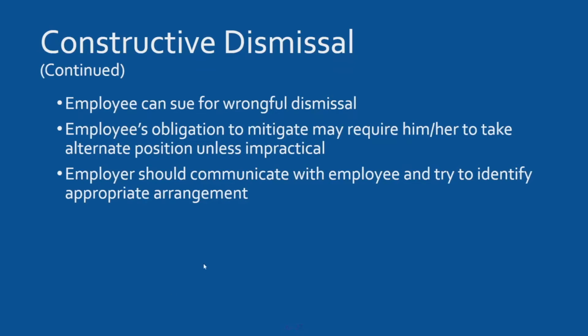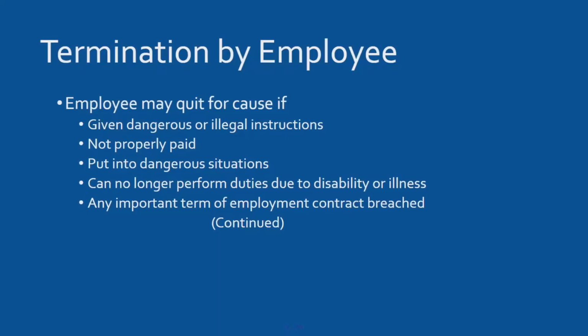The employee's obligation is to mitigate the loss, as we've already talked about. And the employer should communicate with employees and try to identify appropriate arrangements whenever there is a need for changes like that. If the employee leaves, the employee can quit. There's nothing wrong with an employee leaving an organization, but the employee still has responsibility. So what can make an employee quit for cause? Well, being given dangerous or illegal instructions, not being properly paid, being put in a dangerous situation, no longer being able to perform the duties due to disability or illness, or an important term of the employment contract being breached.